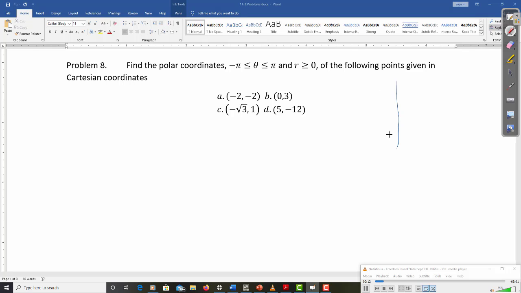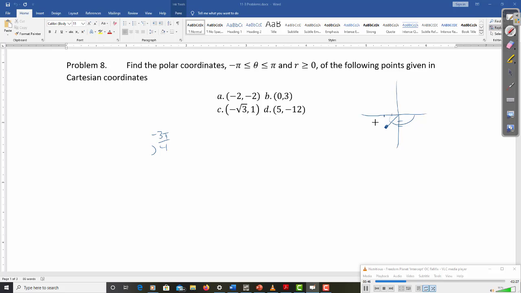For example, negative 2, negative 2. Well, we want this version, because with this being r equal 2, we're going to actually have to find the angle that's less than pi. So we're actually going to want this one. So that's a 45-45 triangle. So that's a pi over 4 here. So that would be negative 3 pi over 4 as the angle.